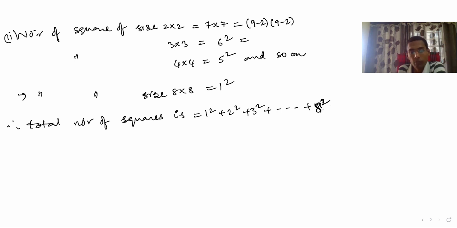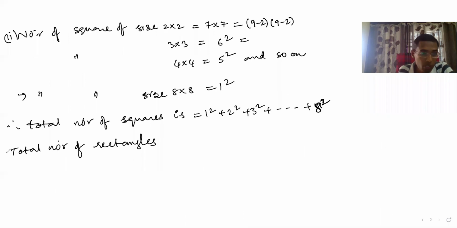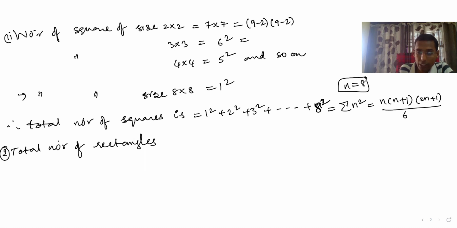But now I am going to ask the next question: total number of rectangles. Please understand, this is the first question, and this second question is total number of rectangles. If you have n equal to 8, for squares you get summation n square, which is n into n plus 1 into 2n plus 1 by 6. Here n is 8 because it is an 8 by 8 square grid, that is a chessboard.